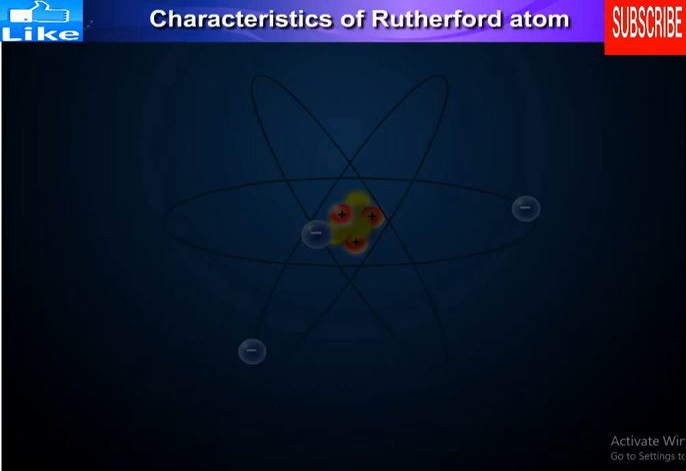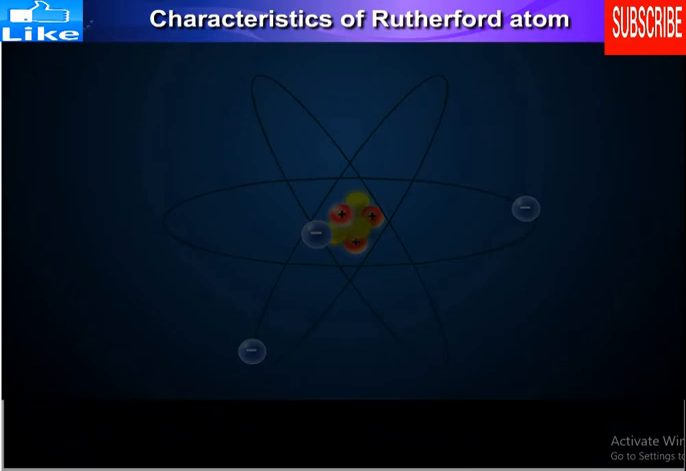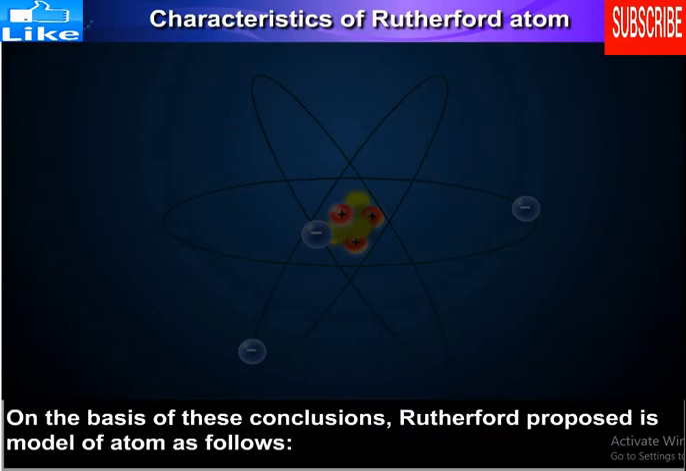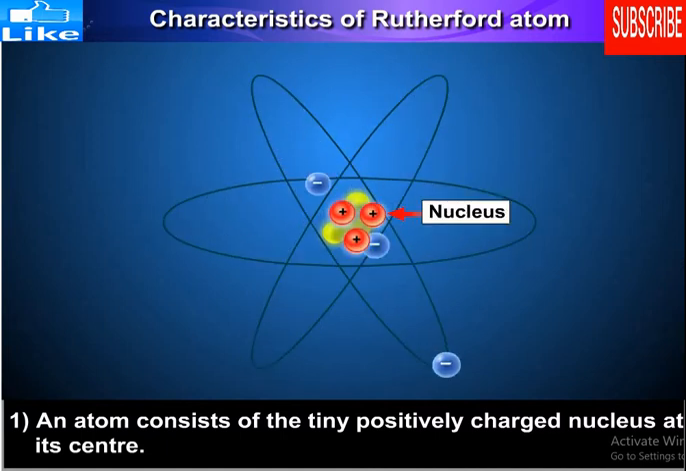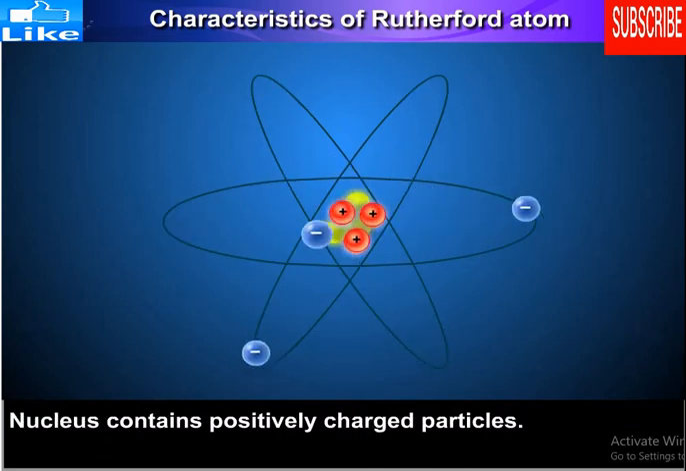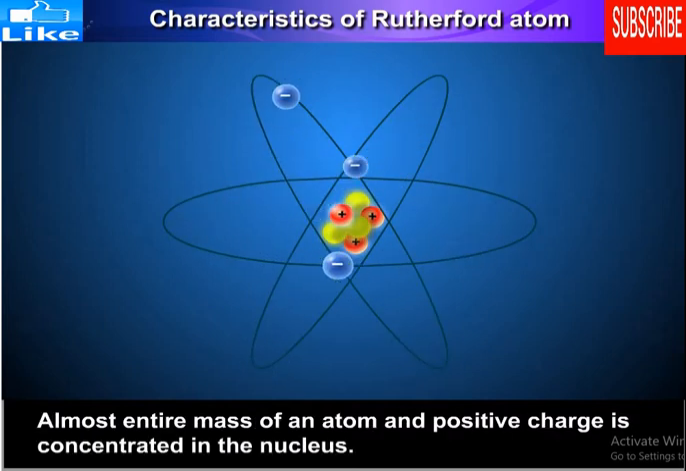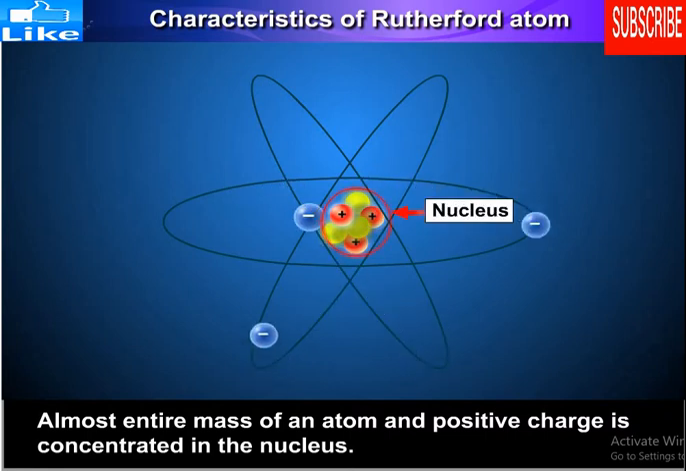Characteristics of Rutherford's atom. On the basis of these conclusions, Rutherford proposed his model of atom as follows. 1. An atom consists of the tiny positively charged nucleus at its center. Nucleus contains positively charged particles. Almost entire mass of an atom and positive charge is concentrated in the nucleus.